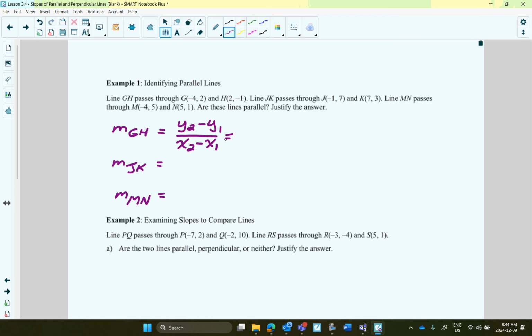So let's call these ones x2, y2, the second ones. The first one's x1, y1. So I get second y is -1 minus first y is 2, divided by second x is 2 minus first x is -4, so that actually changes to plus. So what do I get when I simplify the top and bottom? -3 over 6, or -1/2.